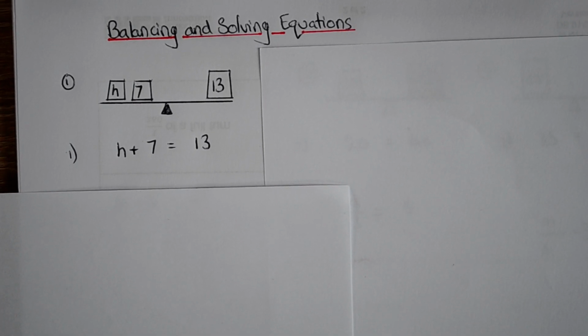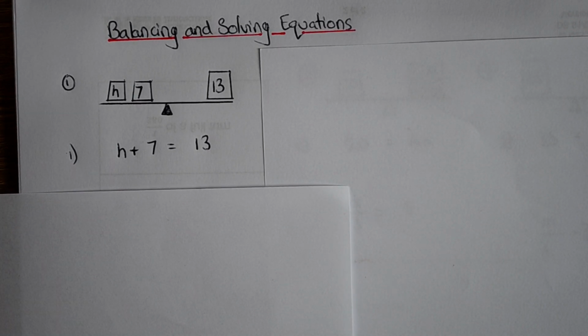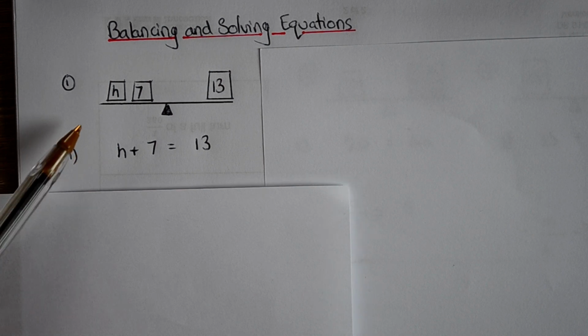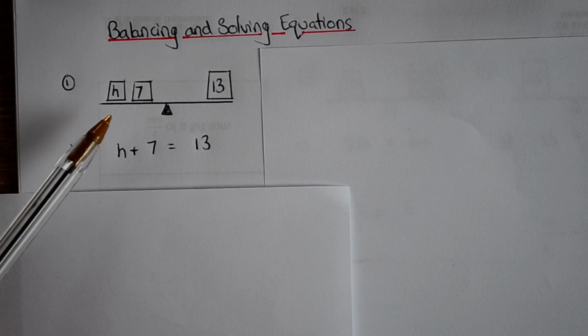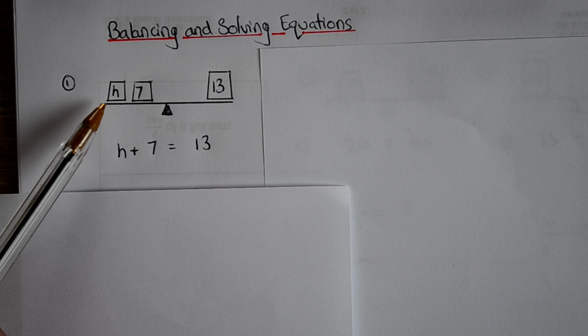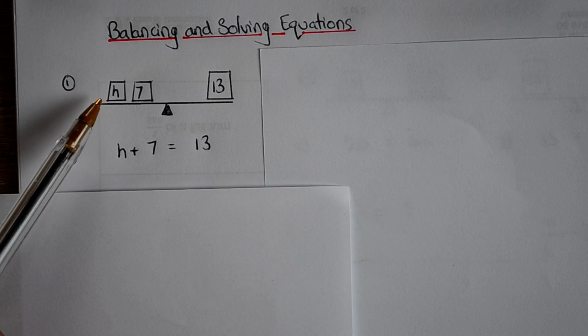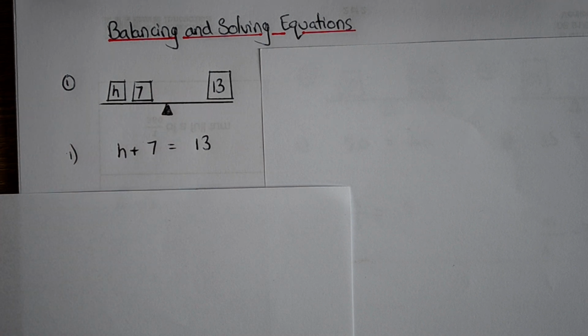This is a video about how to solve equations using the balancing method. So in our example here, we've got a picture of a balance. On one side we've got masses of h and 7, so our h is an unknown mass, and on the right you can see there's a mass of 13.